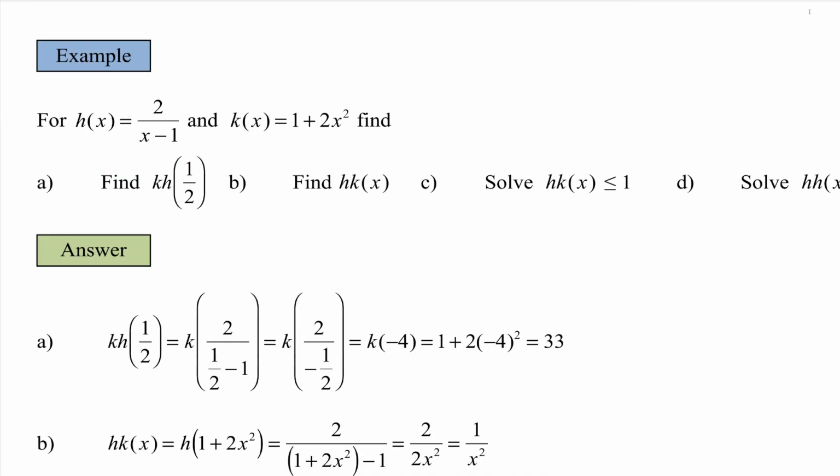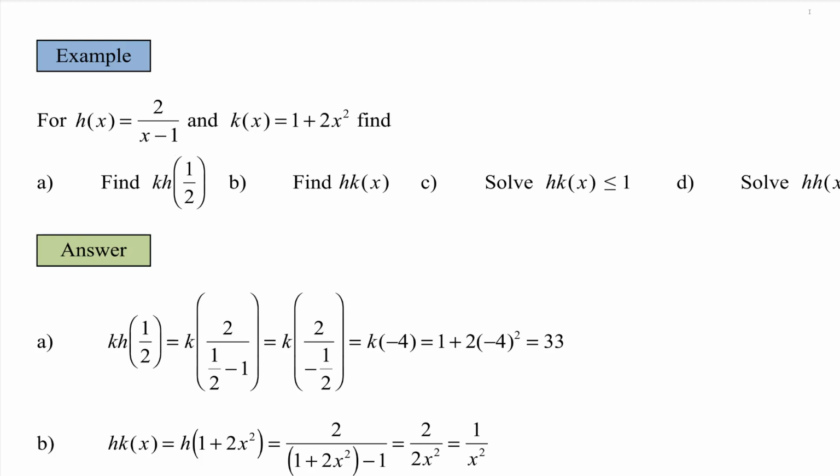Okay, a little bit harder now. We've got h of x and k of x, two different functions here. Find k of h of a half. Again, I wouldn't recommend working out what the composite function is, then substituting a half in. A lot of the time it's much easier to work out what h of a half is first and substituting that value into the k function.